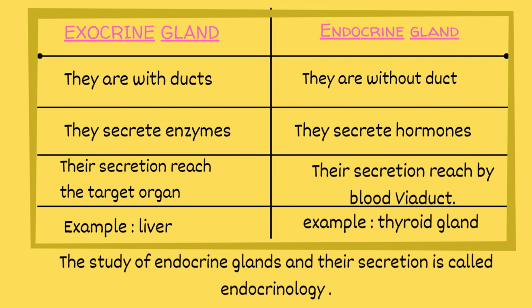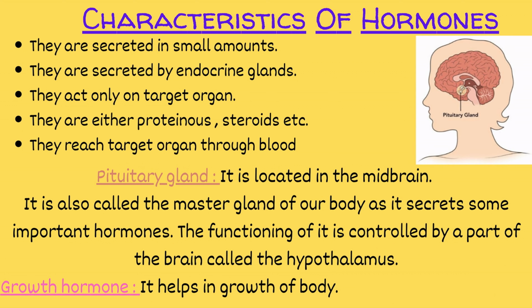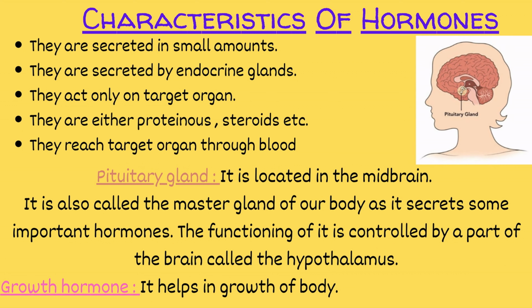Characteristics of hormones: they are secreted in small amounts. They are secreted by endocrine glands. They act only on target organs. They are either proteinous, steroids, etc. They reach the target organ through blood. Pituitary gland: it is located in the midbrain. It is also called the master gland of our body, as it secretes some important hormones. The functioning of it is controlled by a part of the brain called the hypothalamus.